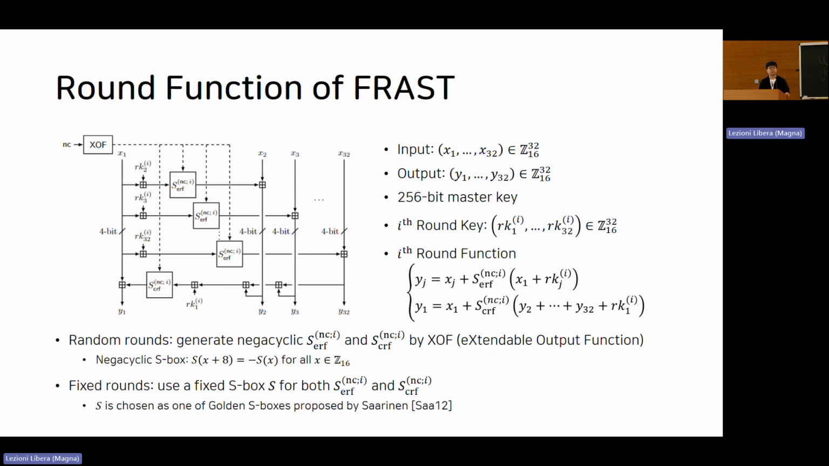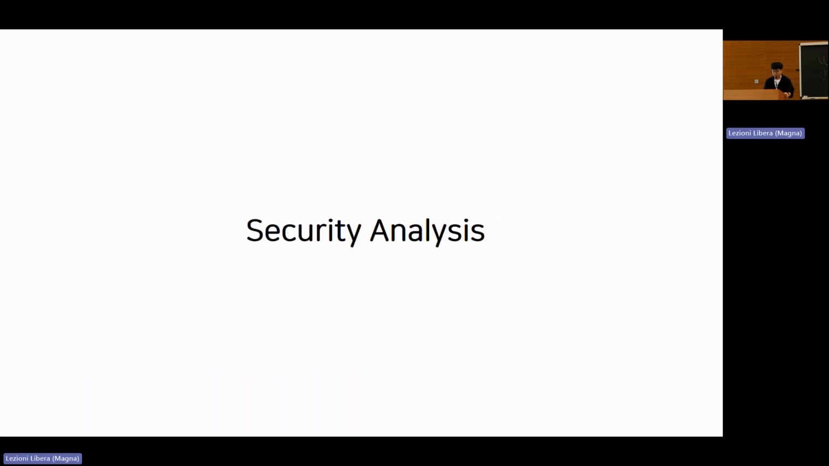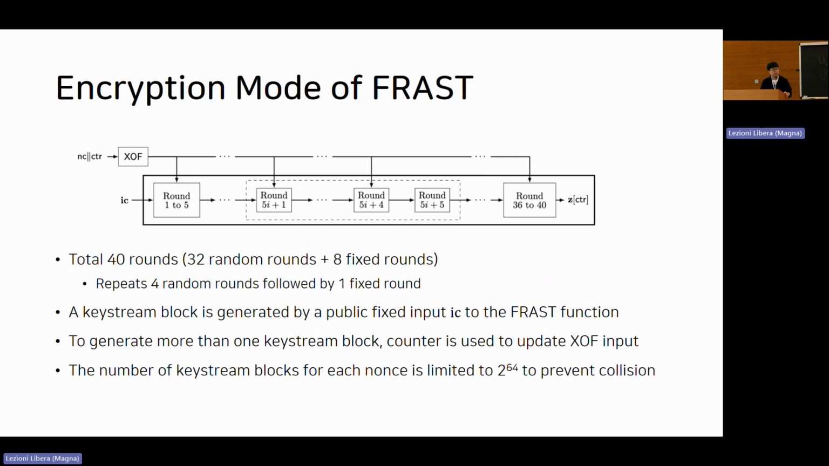Any other question? Just maybe a small question. So how did you choose the number of 40 rounds? Can you explain? Yeah, it was chosen as 32 random rounds and 8 fixed rounds. Each type of round was determined independently. And 32 random rounds consider the linear attacks, and 8 fixed rounds consider the algebraic attack.